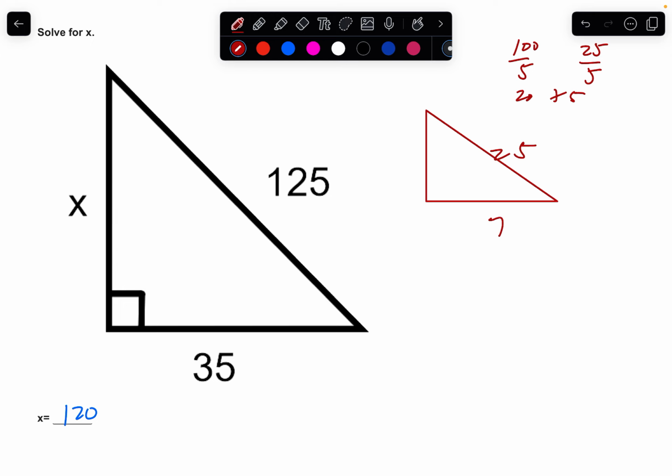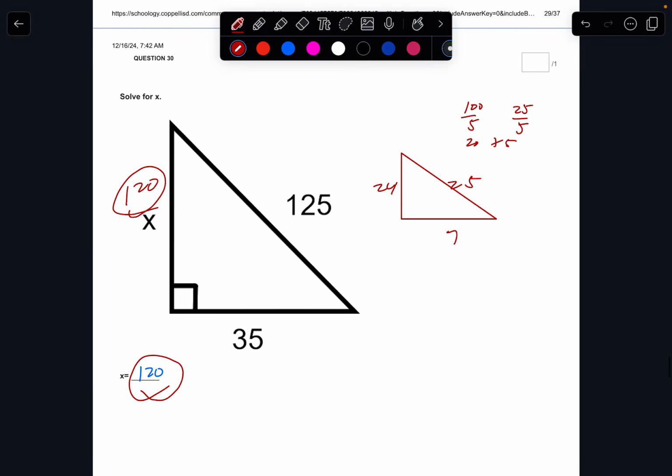This is a triple. This is a 7, 24, 25. If you didn't know that, this might take a minute. We divided by 5 to get there, so we need to multiply by 5 to go back home. So that would be 120. Yep, 120. 24 times 5 is 120.